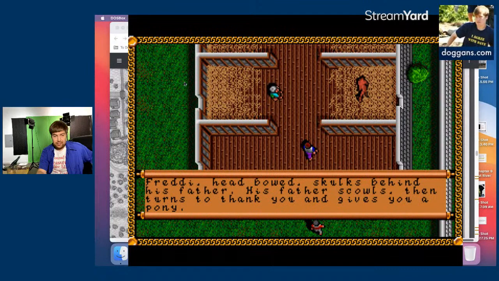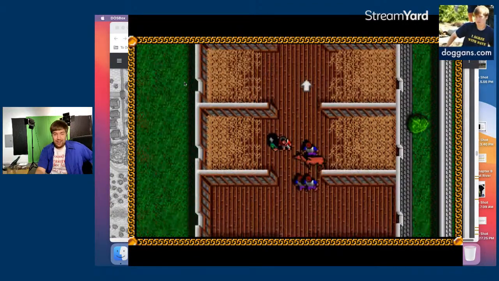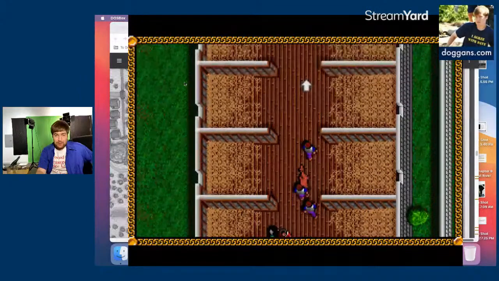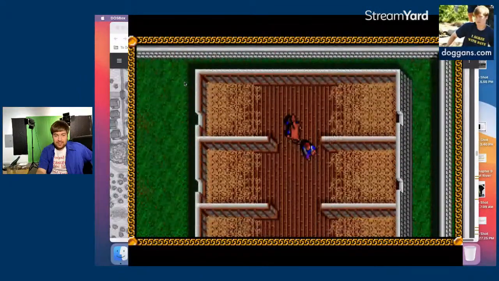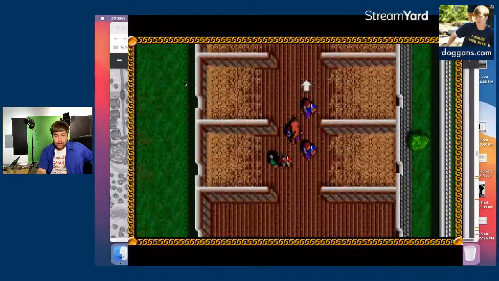Freddy Grubb is leaving the Fellowship. Freddy, head bowed, sulks behind his father. His father scowls. Then he turns to thank you and gives you a pony. I have a pony now? I have a pony. I got a pony.